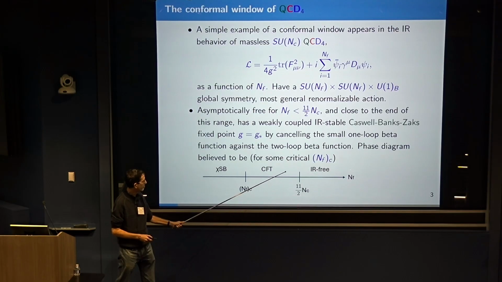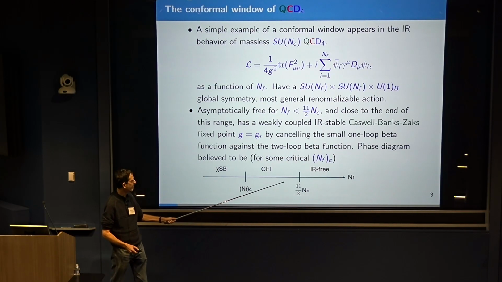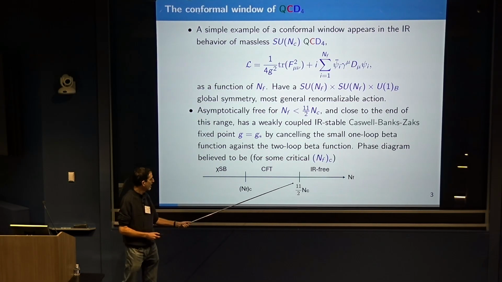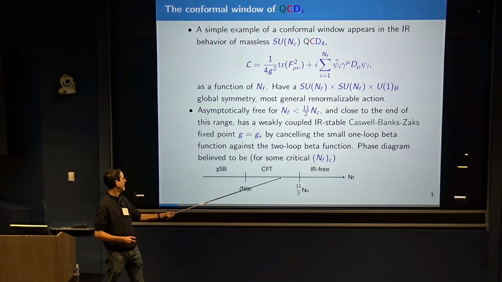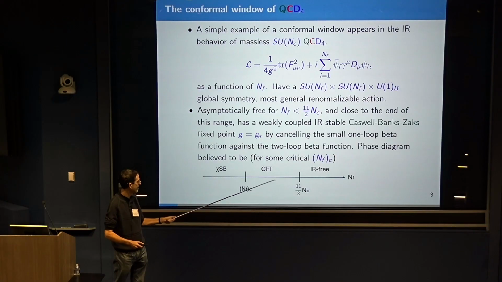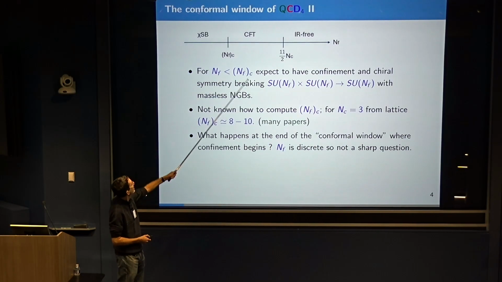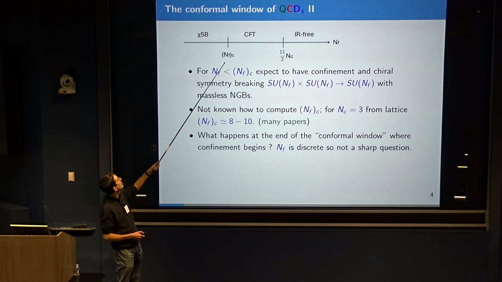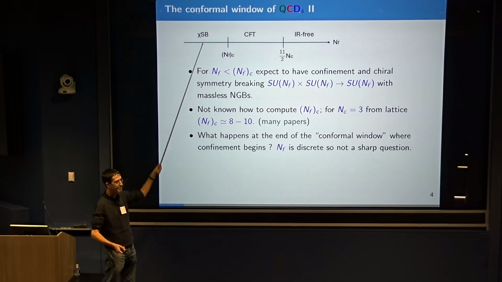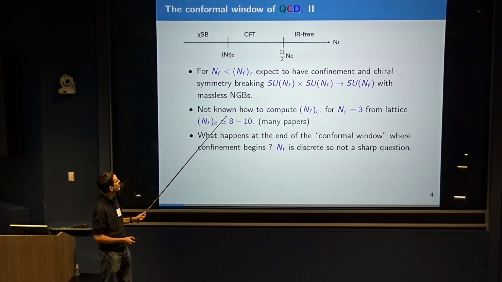So in this regime of N_F slightly smaller than 11.5 N_C, we know from perturbation theory that the theory flows to a weakly coupled fixed point, which is some non-trivial conformal field theory. It's then believed that as we decrease the number of flavors, this conformal theory becomes more and more strongly coupled, but it still continues to exist for some range in the number of flavors. However, if we continue going down in the number of flavors, eventually there is a transition, and we go over to a phase similar to what we see in nature for SU(3) with 3 light flavors, where we have confinement and chiral symmetry breaking.